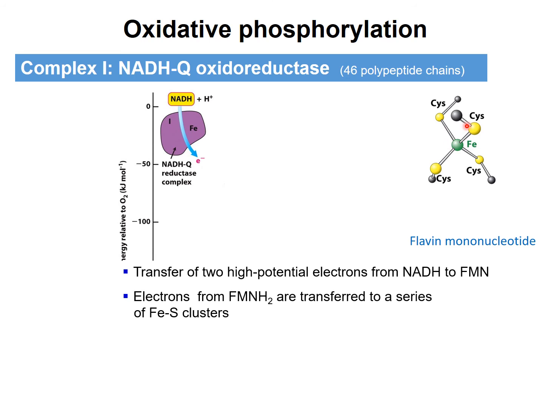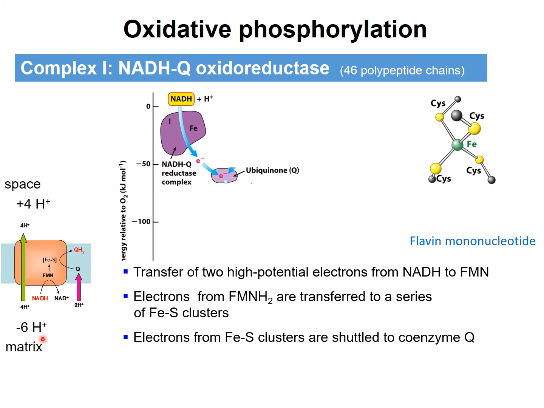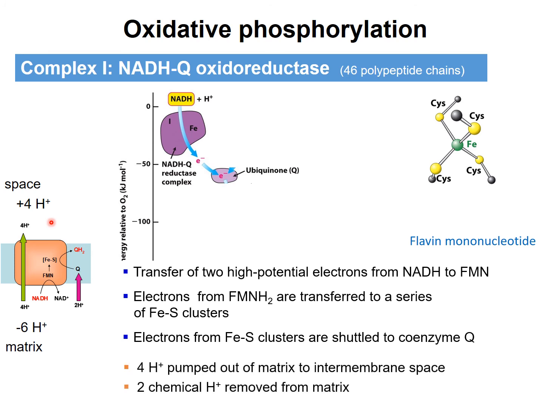Finally, the electrons are transferred from the FMNH2 or from the Fe-S cluster to ubiquinone, which is coenzyme Q. With the transfer of electrons in this process, the energy released is used to pump 4 protons from the matrix into the intermembrane space, while another 2 protons are bound with coenzyme Q, forming QH2. Overall, 4 protons are pumped into the intermembrane space, while 6 protons are removed from the matrix. So this forms an initial gradient of protons.